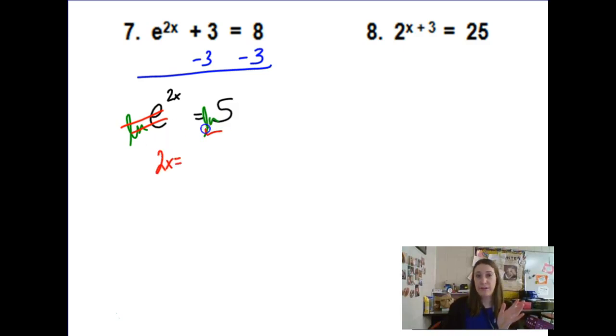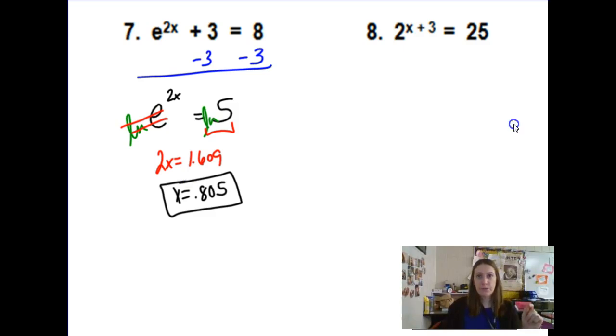Natural log of 5, not a pretty thing, but I'm going to type it in my calculator. Press the correct button, 1.609, and then dividing that by 2, I get 0.805. Very good.